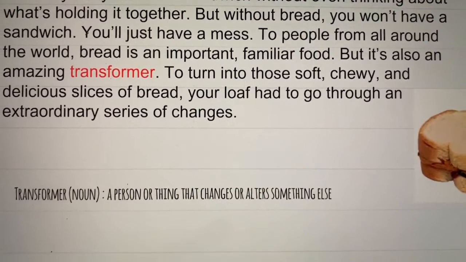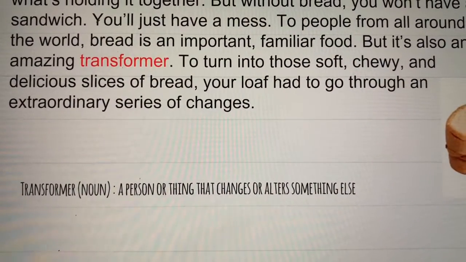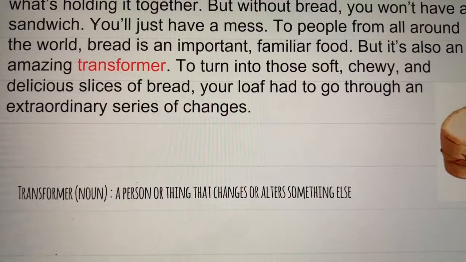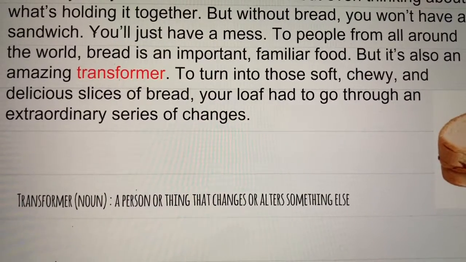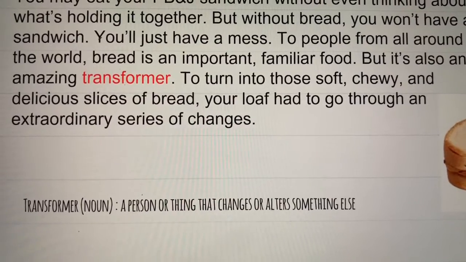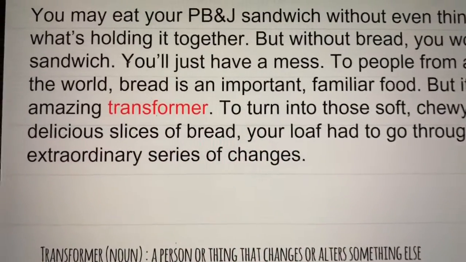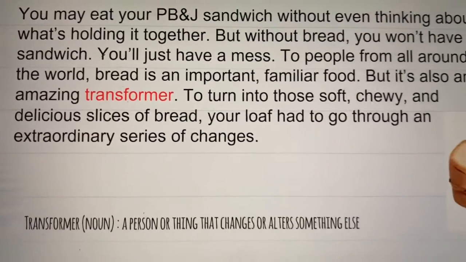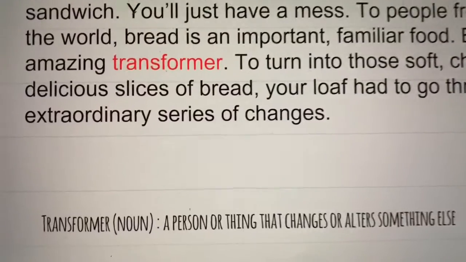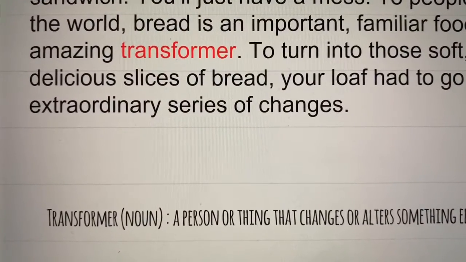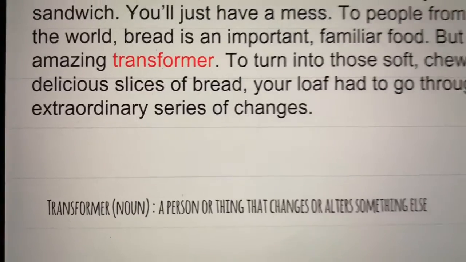of changes. So one of the words we're going to look at in this text is transformer. It's a noun. A transformer is a person or thing that changes or alters something else. So that's another word for you too, alters. Alters means to change. So it's an amazing transformer. An extraordinary series of changes, extraordinary. It means above and beyond, amazing.